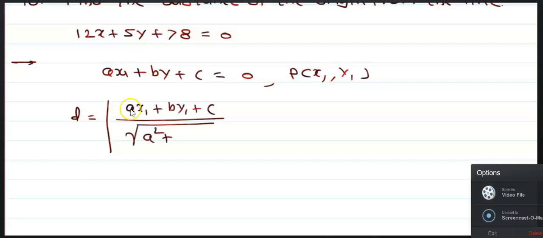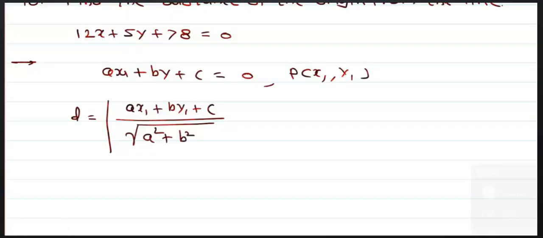Here we replace x by x1, y by y1, plus c, upon the square root of the coefficient of x square plus the coefficient of y square. That is, d is equal to mod of ax1 plus by1 plus c upon the square root of a square plus b square.